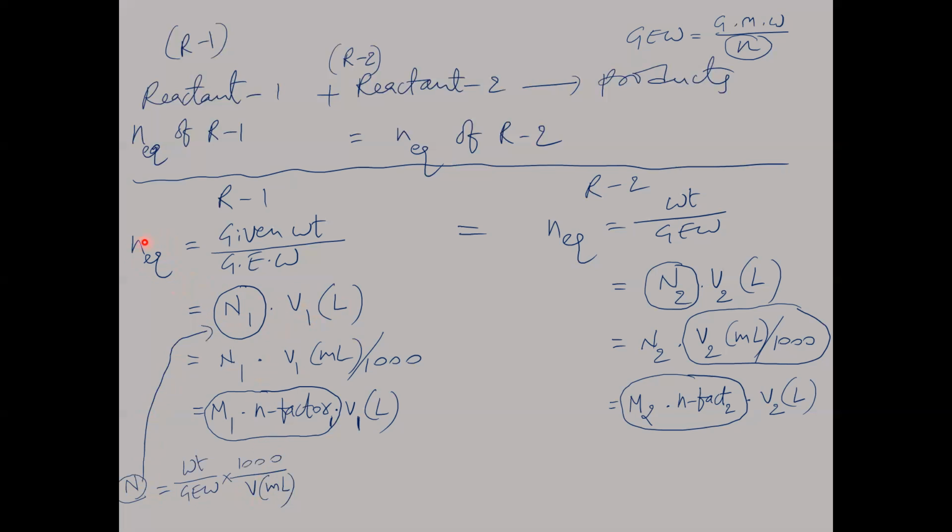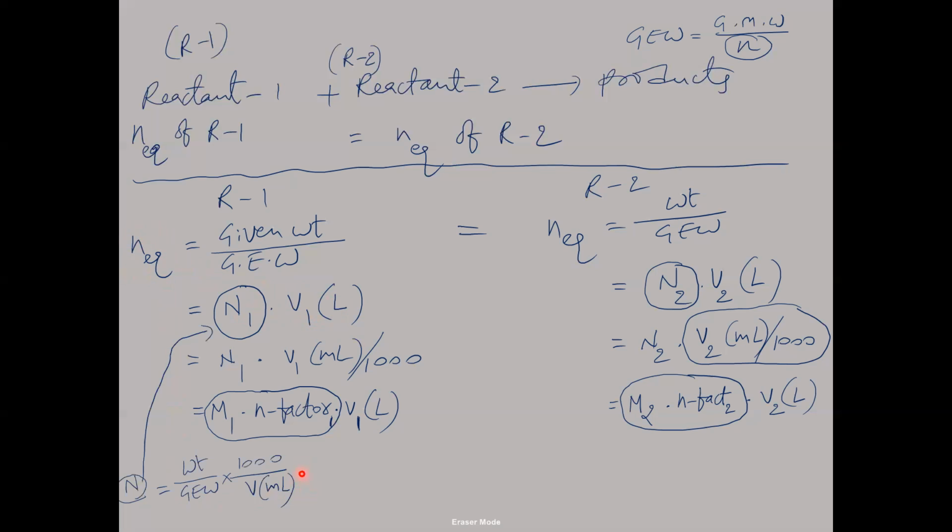Now we are taking the number of equivalents. Remember, what is the number of equivalents formula? Normality into volume in liters. If you take the number of milliequivalents, it will be volume in ml. Normality into volume in ml gives the number of milliequivalents.